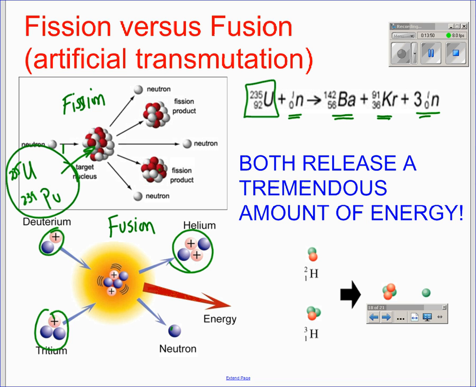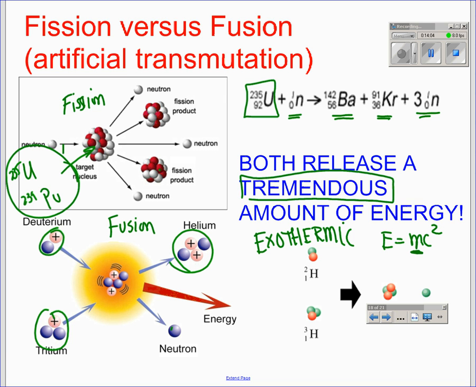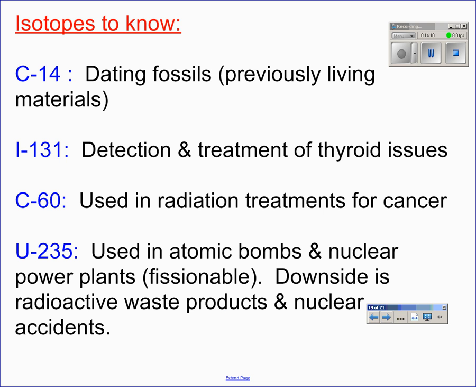In both cases, they're very exothermic, and they release a tremendous amount of energy because a tiny bit of their mass is converted into energy. That mass is sped up to the speed of light, and it's converted into energy by E equals mc squared.